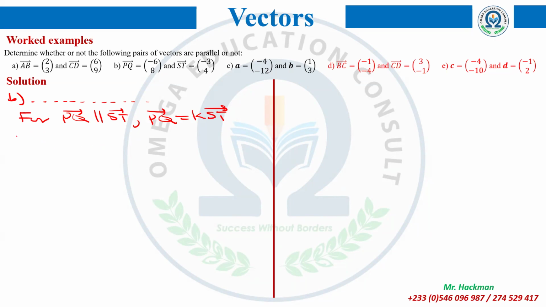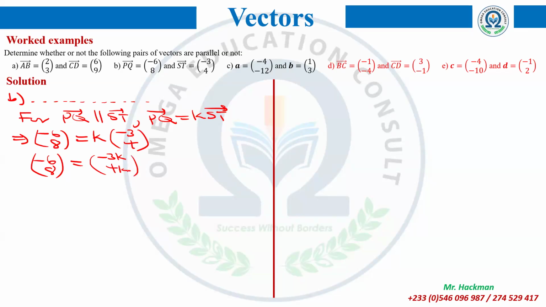So again, what do we have? This implies that we come and take this. What's your vector PQ? Minus 6, 8. And this should be equal to k times vector ST. Your vector ST is minus 3, 4. So at this point, minus 6, 8 should be equal to this times k, which gives us minus 3k, then 4k. I hope you are following, my professors.